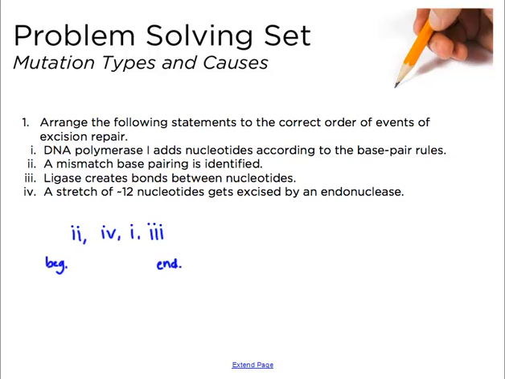And this is only, remember, one type of DNA repair system. There are other repair systems that remove only the one damaged base or mismatched pair, but the one that we're talking about here removes the 12 nucleotides.